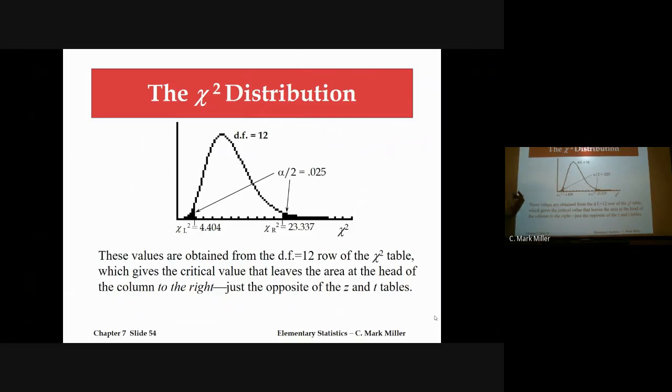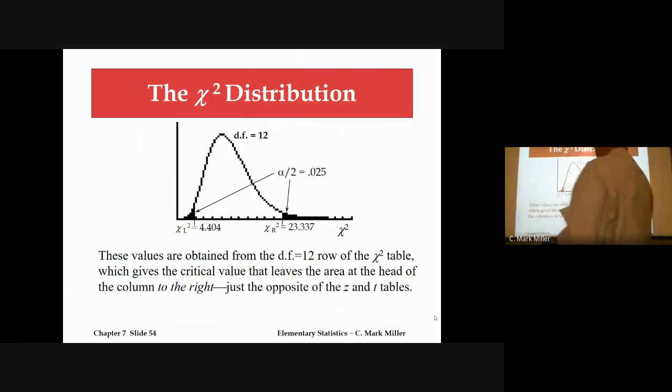So if we want to split 5% into 2 tails, we have to find the area that leaves 2.5% to the right and the area that leaves 97.5% to the right. Now, conveniently, the chi-square table has a second row here that says area to the right of the critical value, and it's got common areas that you're going to want to the right.